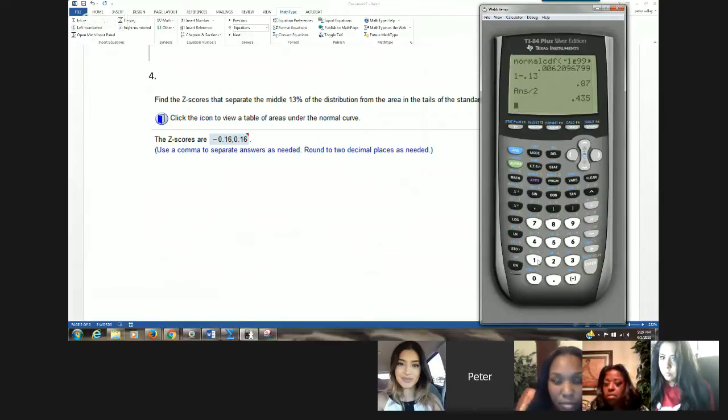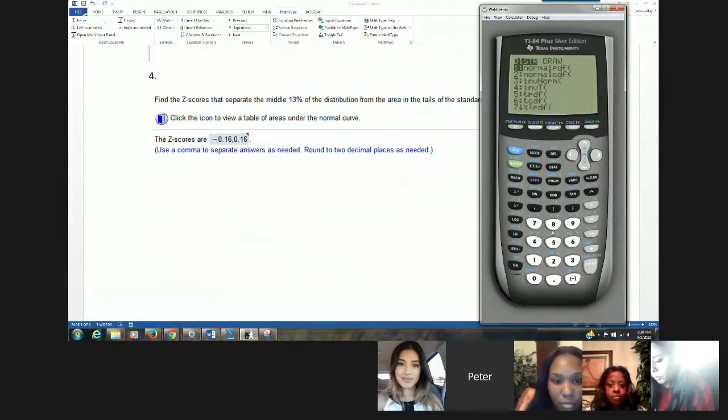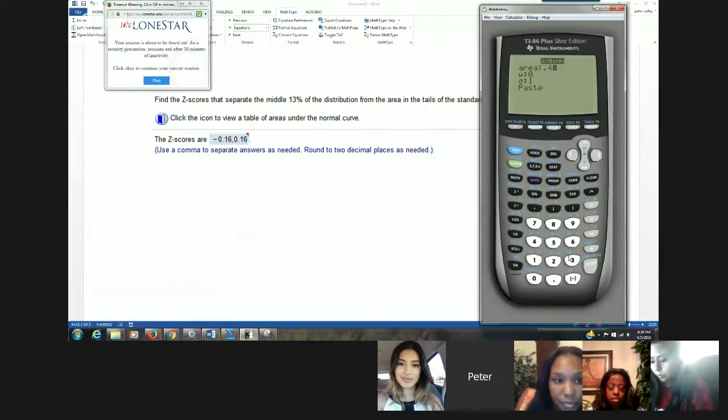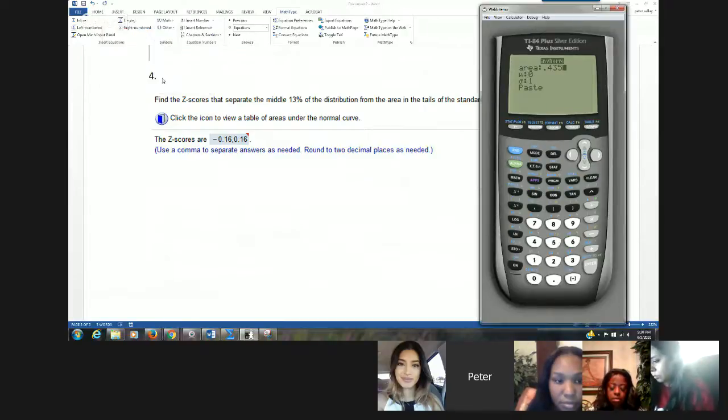Okay, so I'm going to use inverse norm, and I'm going to tell inverse norm I want you to find the z-score that relates to 0.435. I'm going to go to distributions, then inverse norm, and it's going to ask what's the area, and I enter 0.435. Since we're talking z-scores, it's a standard normal curve, so mean of 0, standard deviation of 1, then I hit paste. It spits out my lower end z-score, which is negative 0.16. Since this is symmetrical, the bottom number is negative 0.16, which means the upper number has to be 0.16 as well.